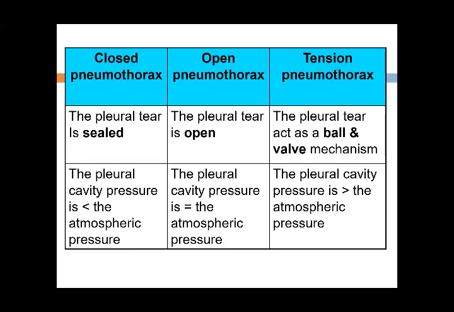But it is usually an open area, so tension is not produced. Although the patient is in distress, the condition is not very serious. Whereas in the tension pneumothorax, the pleural tear acts as a valve-like mechanism. It allows the air to enter into the pleural cavity, but it does not allow the air to escape from the pleural cavity. So more and more air enters into the pleural cavity, but cannot go out.